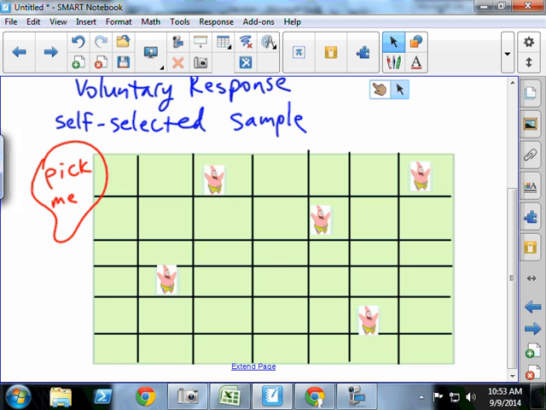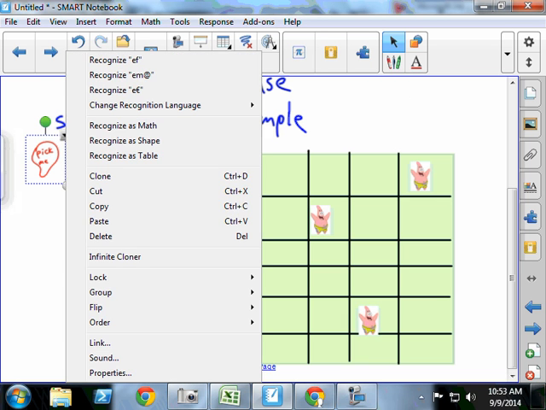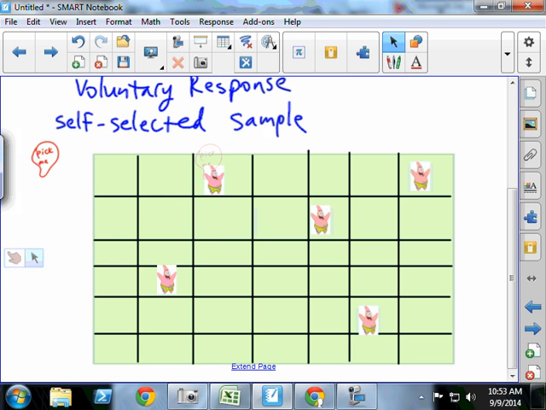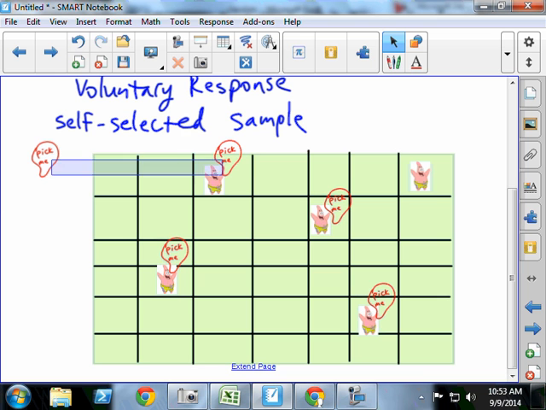I actually have a comment bubble thing on the smart board, but ain't nobody got time for that. So, pick me! Pick me! We're not saying pick me, we're saying choose me. I'm the one. Maybe I'm the one. Maybe I'm the one who is. You know that one? That song? Nobody knows that song? Y'all don't listen to that kind of music?